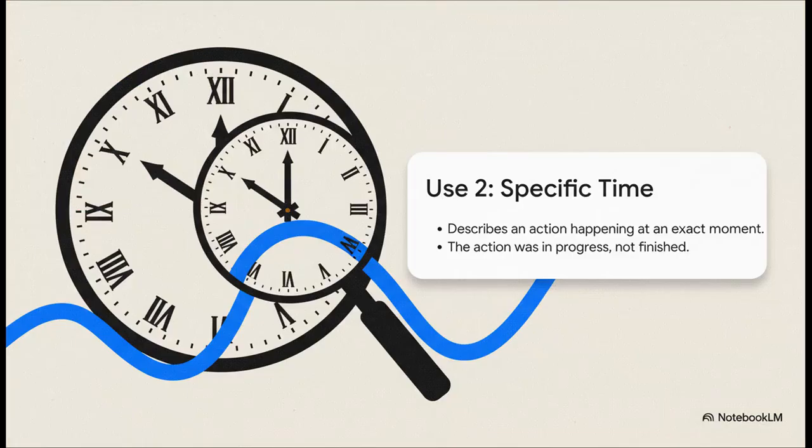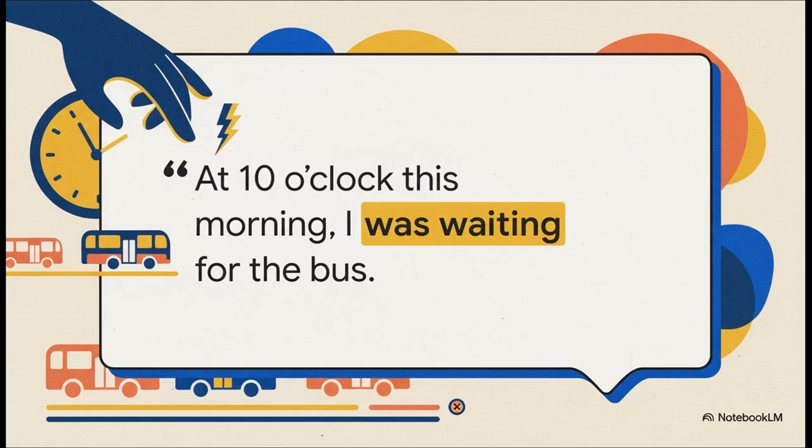So use number 2 is when you want to talk about an action that was in progress at a very specific exact time in the past. It's like we're pausing the video of the past and zooming in on one particular moment to see what was happening right then and there. Here's a great example. At 10 o'clock this morning, I was waiting for the bus. The key here is that super specific time, at 10 o'clock. I'm telling you what I was in the middle of doing at that exact moment. I hadn't finished waiting yet, it was in progress.